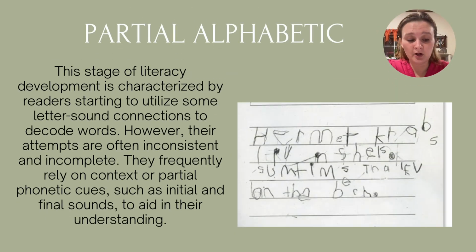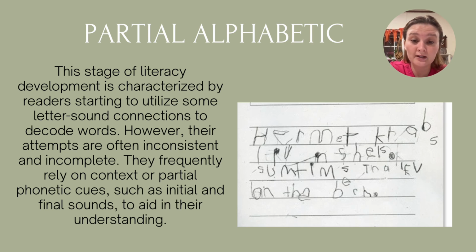The next phase would be the partial alphabetic phase. This is when children start to have an early knowledge of the alphabet. They are starting to have some sound and symbol relationship, but it's not enough to understand a whole entire word. They usually have knowledge of the beginning and the ending letter sound. So they may mix up words that have the same beginning letter and the same ending letter, such as the words moon and min.